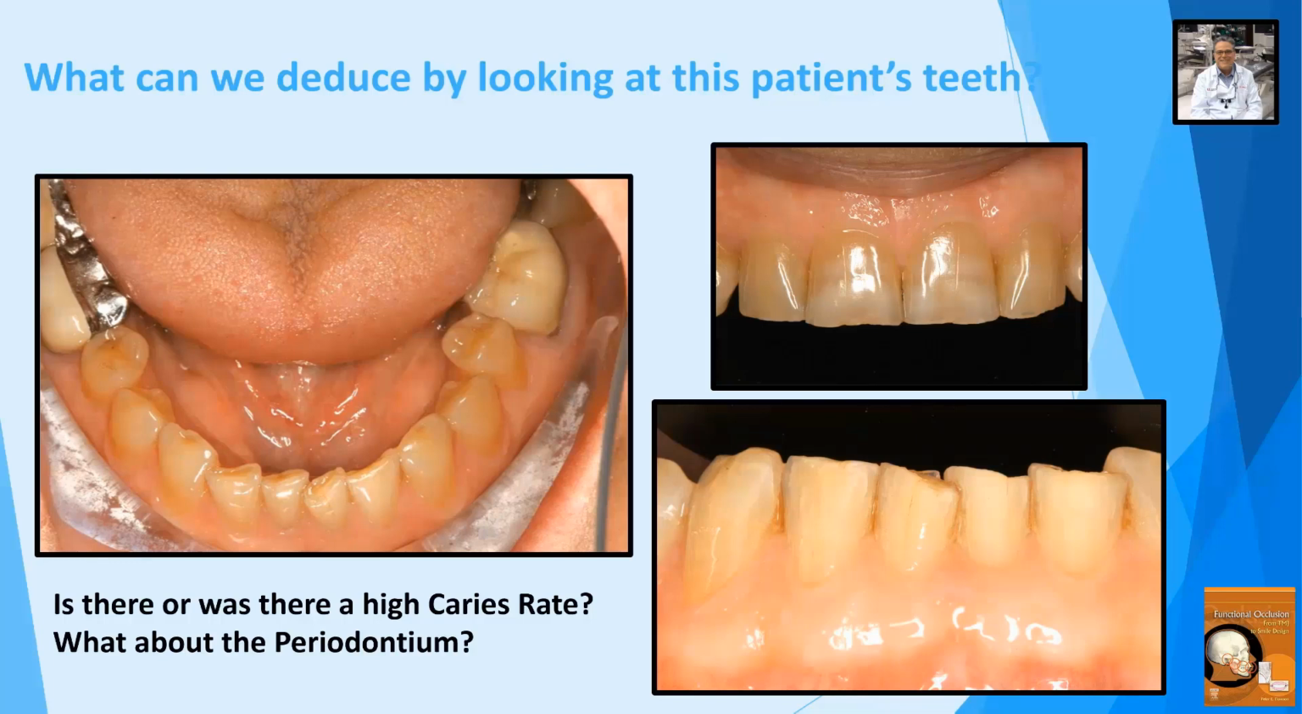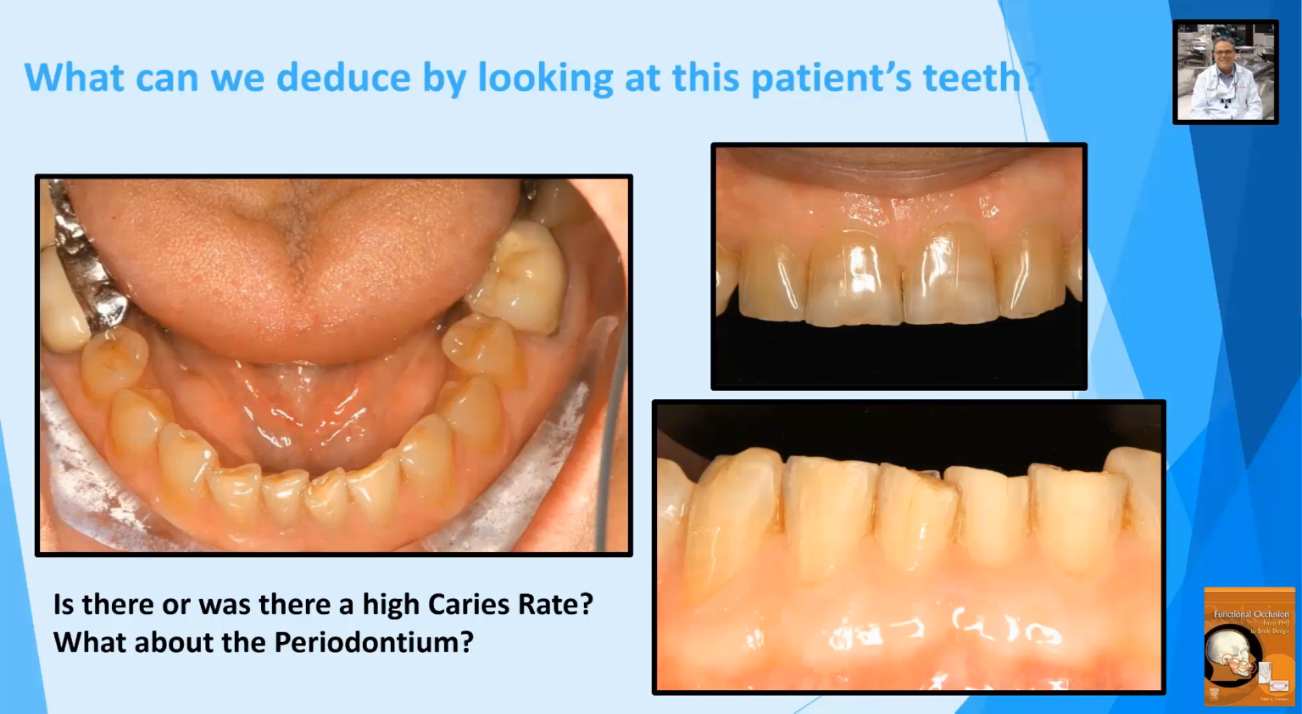Let's ask ourselves about the periodontium. How does it look? Is it likely diseased? And from the outside, it doesn't appear so. The color is pink, it's firm, it's not swollen, there's no marginal gingivitis. You know, he takes good care of it. It's likely, just in a general deduction, that his periodontium is probably stable.